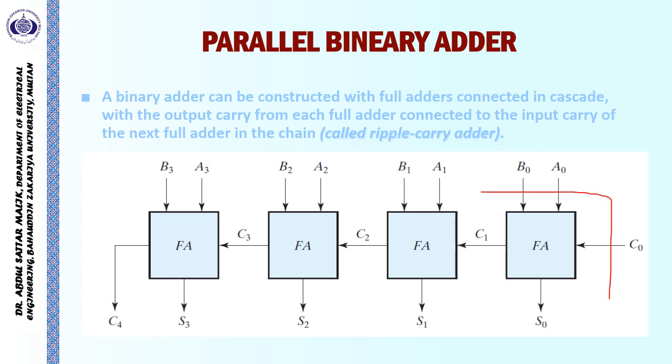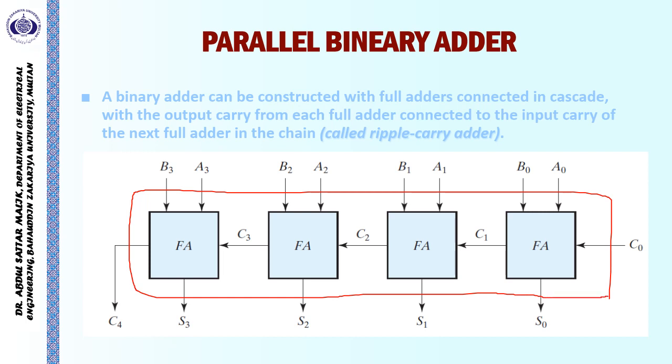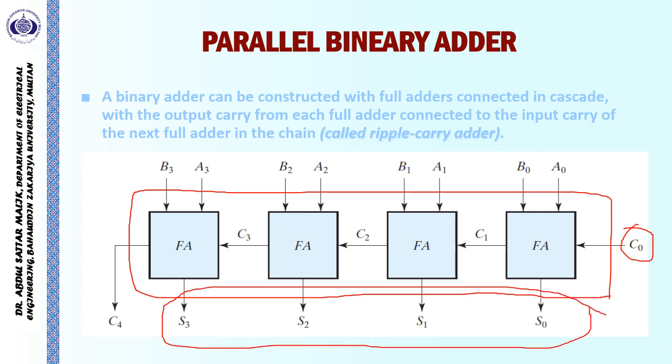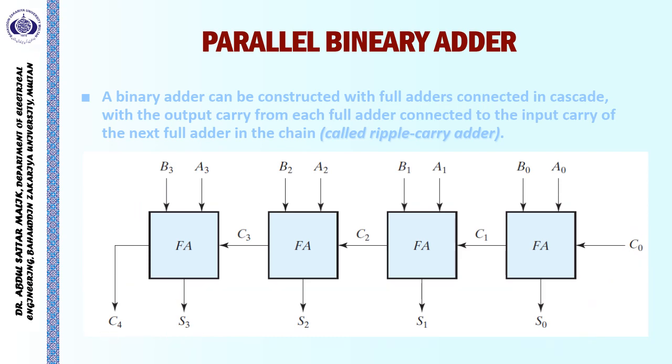So this whole circuit, when taken as a block, takes inputs, one number A as A0, A1, A2 and A3, the next number B as B0, B1, B2 and B3, and a possible carry from the previous side, and it provides us the sum of these two numbers. The least significant sum bit is S0 and the most significant sum bit is S3, and a possible carry. So this is called the parallel binary adder.